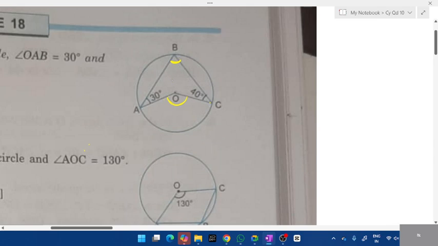If you want to find angle B, BAC is not a triangle. Remember this, BAC is not a triangle. The reason is AC is not a straight line. If AC was a straight line, we could have used the sum of interior angles of a triangle. If AC was a straight line, this should have been 30 degrees, this should have been 40. 30, 40, 180 minus 70, this should have been 110 degrees.